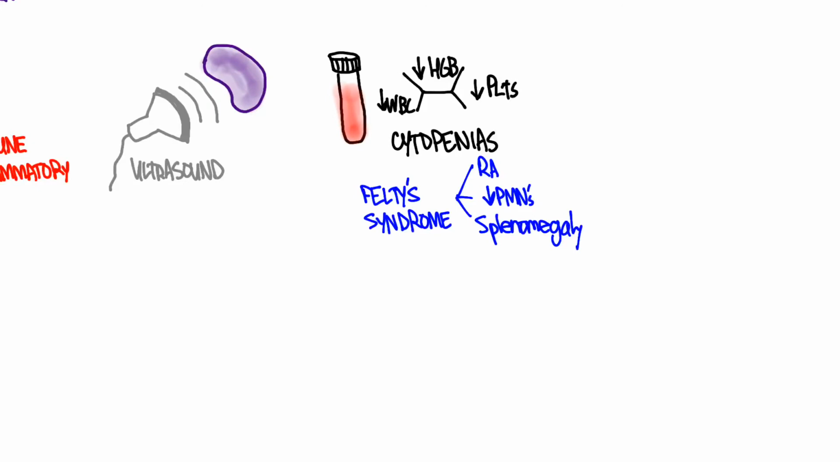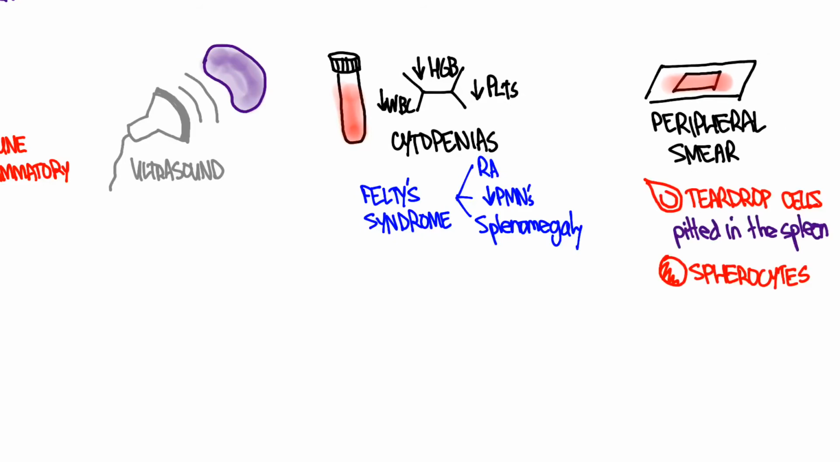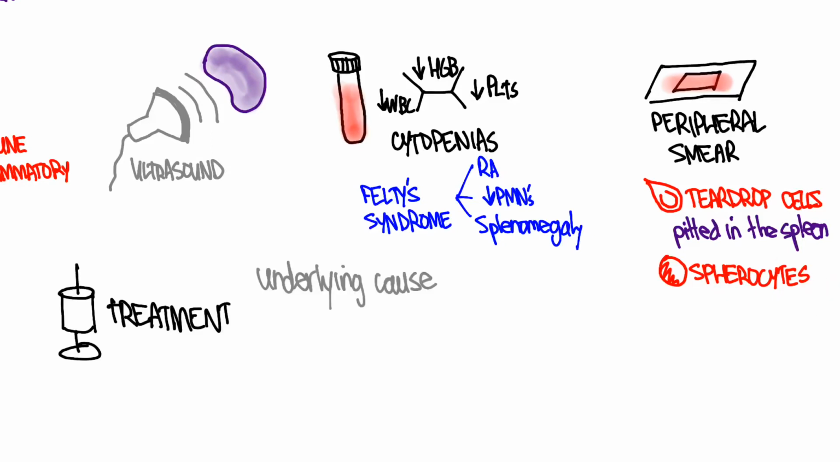And Felty syndrome is rheumatoid arthritis, decreased PMNs, and splenomegaly. And of course, on the peripheral smear, we might see some abnormal cells, like the teardrop cells, which are RBCs that have been pitted in the spleen and they lose their ability to keep their shape properly, and they may actually even become spherocytes. And so for treatment, we're going to want to treat, of course, the underlying cause, which we saw there could be many.